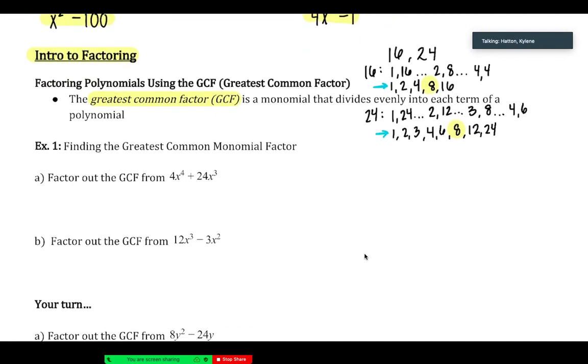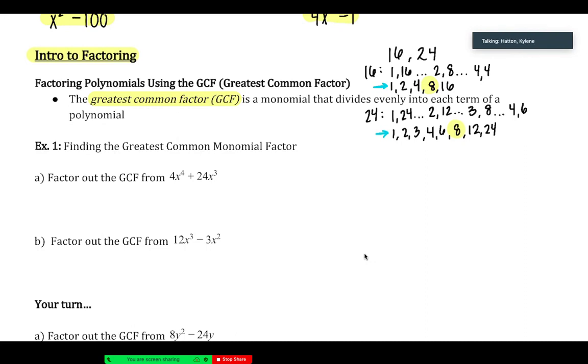So example 1, it says finding the greatest common monomial factor. So when we're dealing with polynomials, specifically the ones that may have variables or different exponents and stuff, your greatest common factor might be a little bit more complex than 8. It might include variables, it might include exponents, and that's okay.